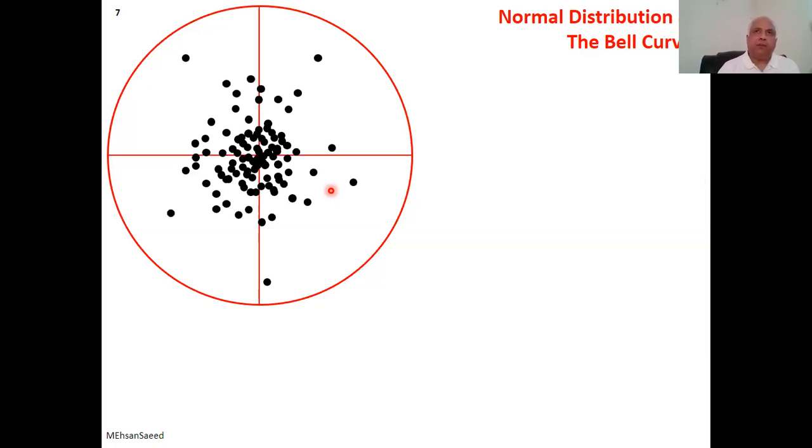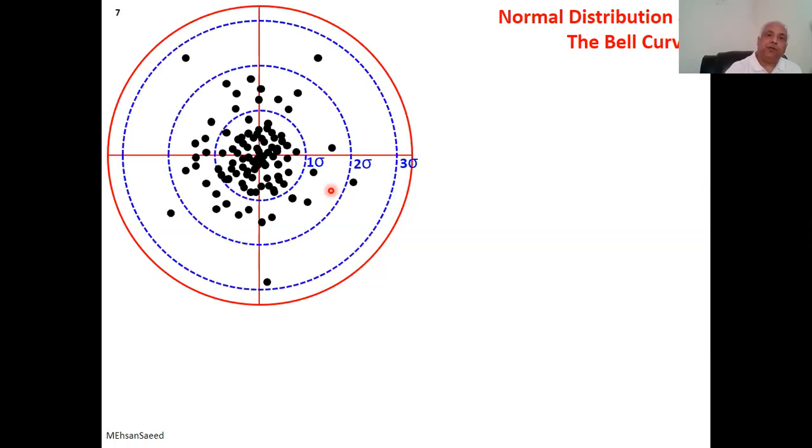Whatever is your standard deviation, you draw circles of your standard deviation. Draw the first circle from the bullseye with a radius of one standard deviation, the second circle with a radius of two standard deviations, and the third circle with a radius of three standard deviations. And the results you will find would be very interesting. This is what you will find. This is the first standard deviation, the second standard deviation, and the third standard deviation.